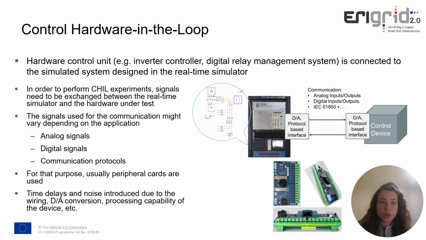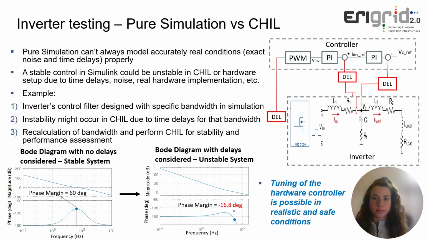The signals used for the communication might vary depending on the application. So for the interfacing, analog signals, digital signals, or communication protocols can be utilized. For that purpose, usually peripheral cards are used. Time delays and noise are introduced due to the wiring, digital to analog conversion, and processing capability of the device, etc., making the setup and the testing of the controller more realistic.